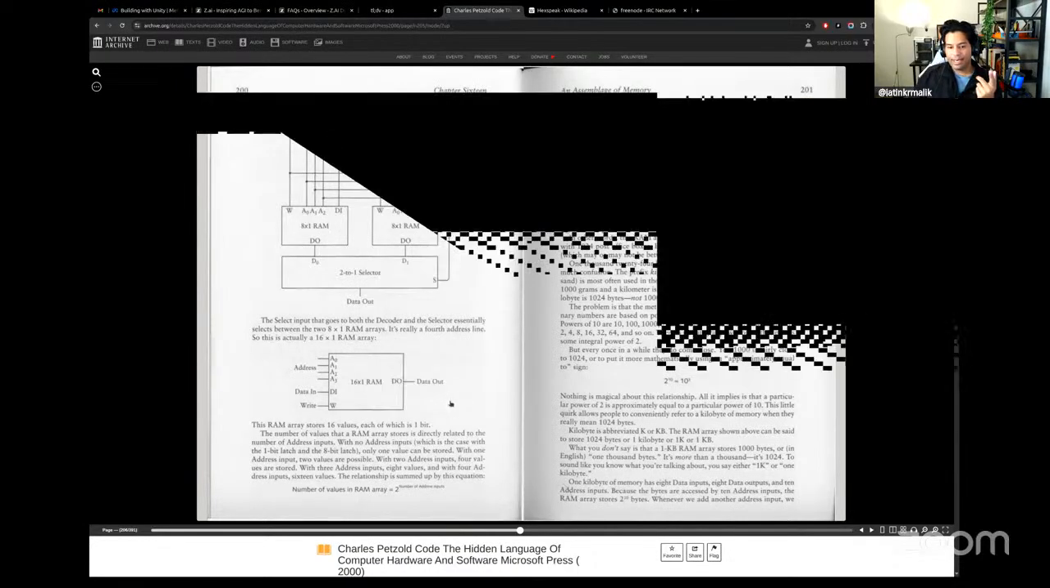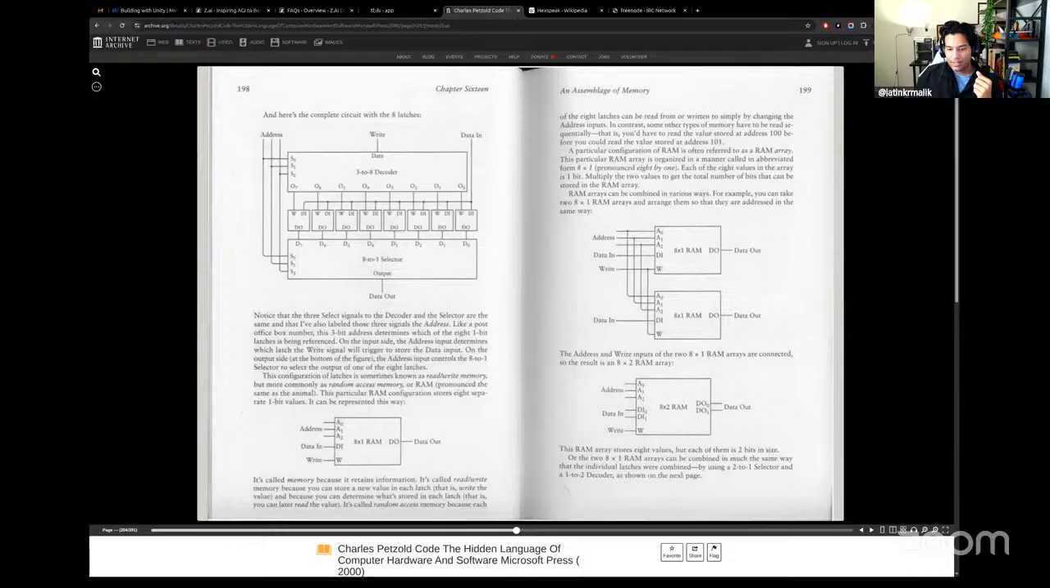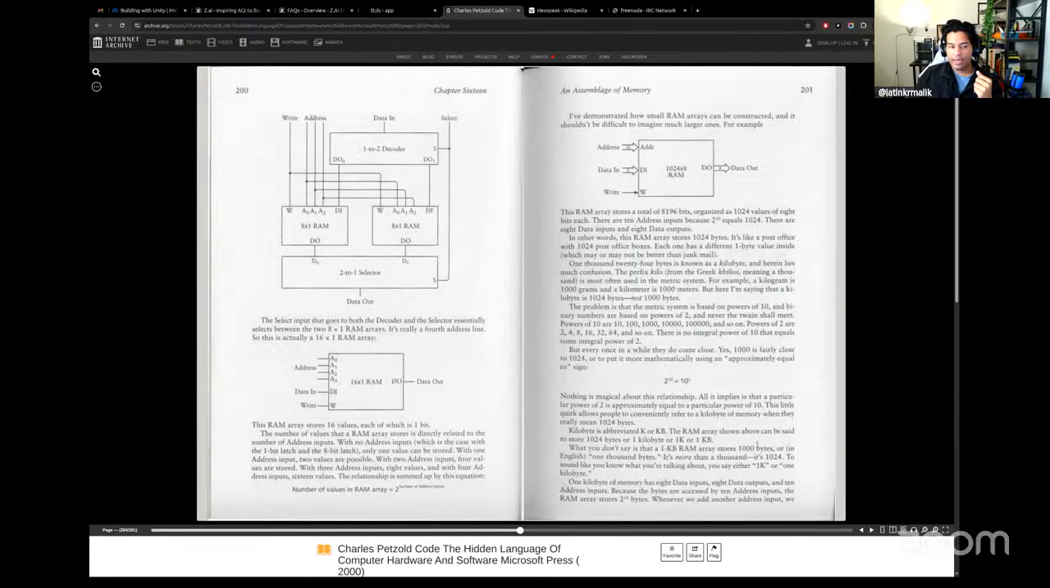So based on how we connect, we can either have a RAM array that gives me 2 bits as an output for 8 values, or it can become 16 values where each value is 1 bit.